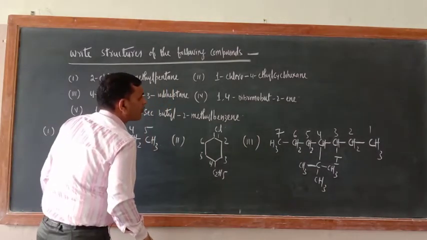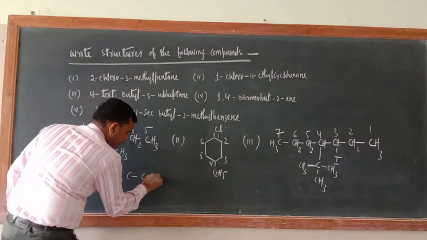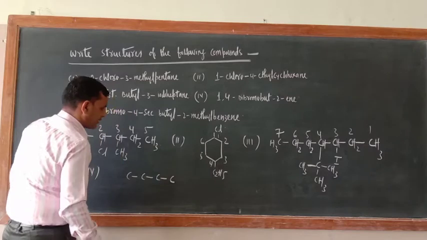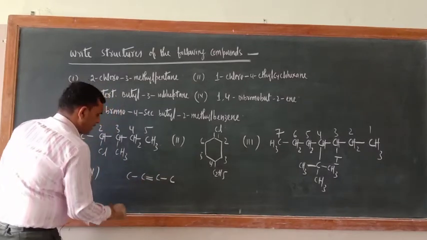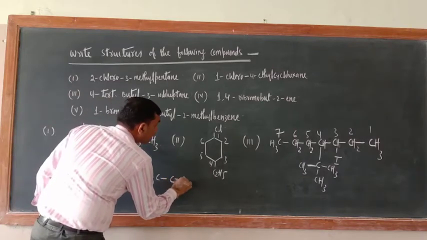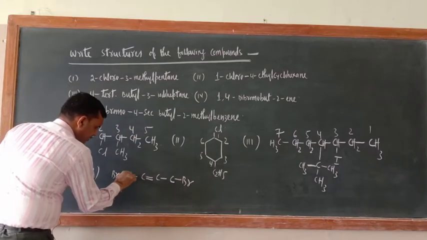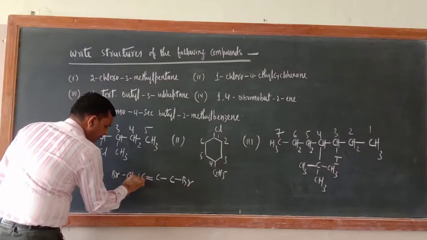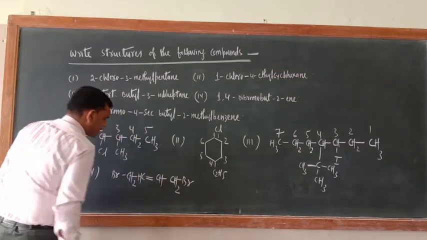1,4 dibromobutene. 1,4 but, but means 1, 2, 3, 4. Okay, 2 double bond. Then at 1 position Br, at 4 position Br. Fulfill the remaining valency. So here what is there? CH2. Here what is there? CH. Here also CH. Here also CH2.